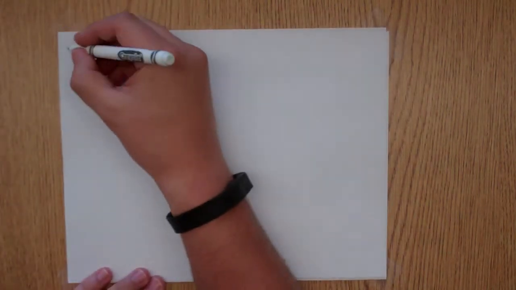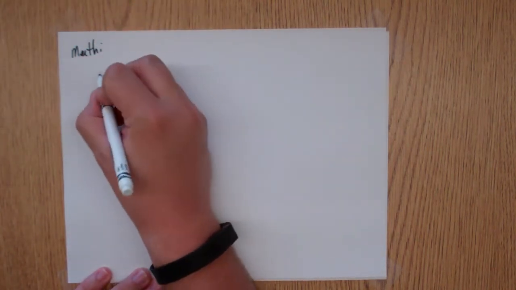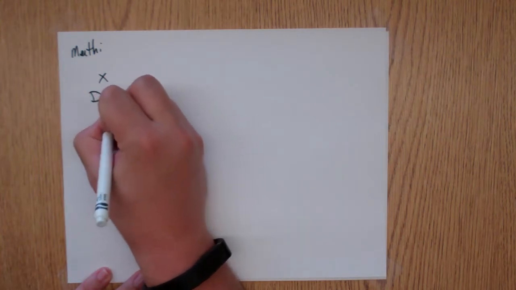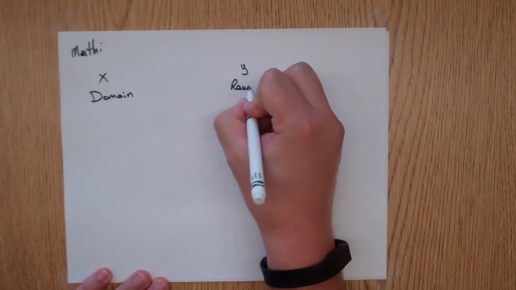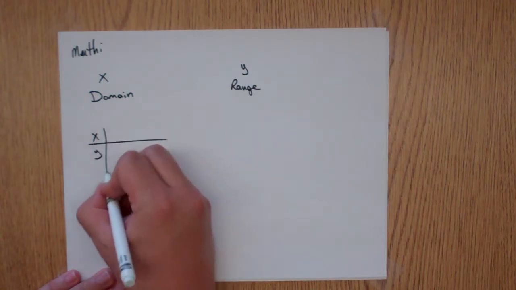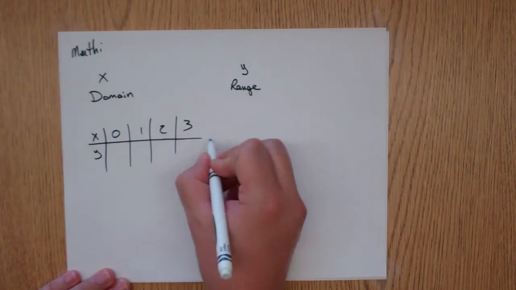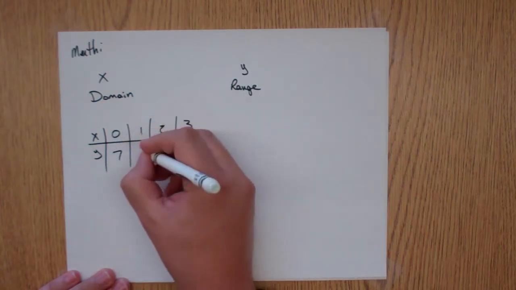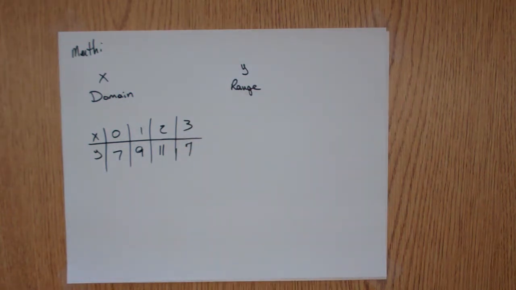Let's put some actual math behind this. All right, we know that X is our domain. We know that Y is our range. So let's look at an example. X, Y. We'll just make a simple XY chart. X: 0, 1, 2, 3. Y: 7, 9, 11, 7. Is this a function?